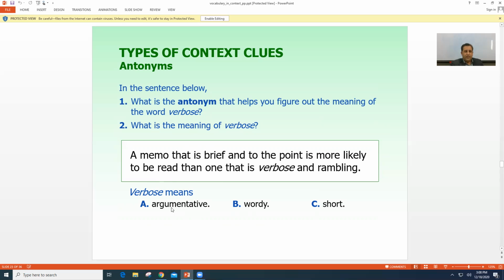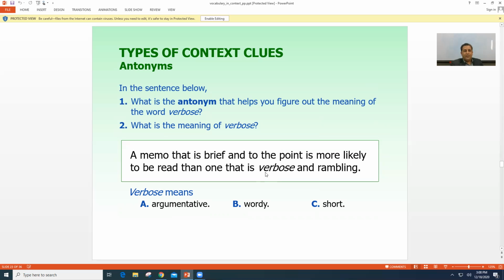okay, if you have got these three choices, A, argumentative, B, wordy, C, short. So a memo that is brief and to the point is more likely to be read than one that is verbose. So that means if a memo is verbose, it is at least not brief and to the point. Okay, because a brief and to the point memo is more likely to be read than. So this word "than" actually tells us that verbose is actually not this. So if verbose does not have the meaning of brief and to the point, it's going to be the opposite, the antonym of this meaning.